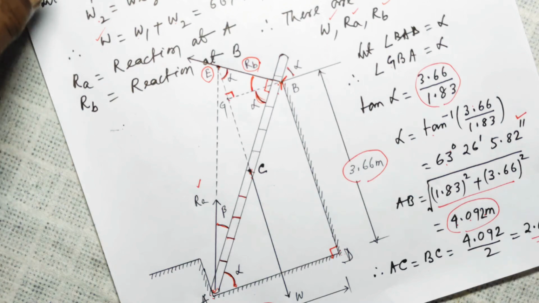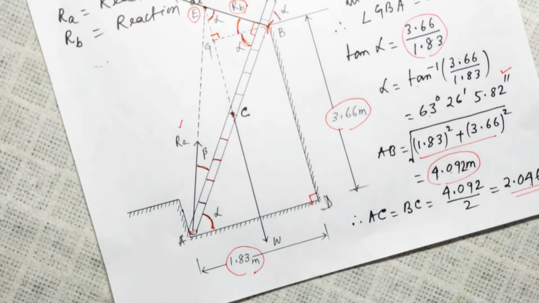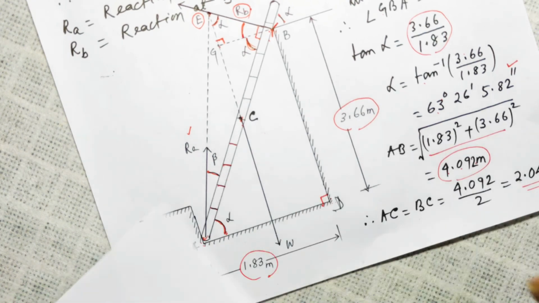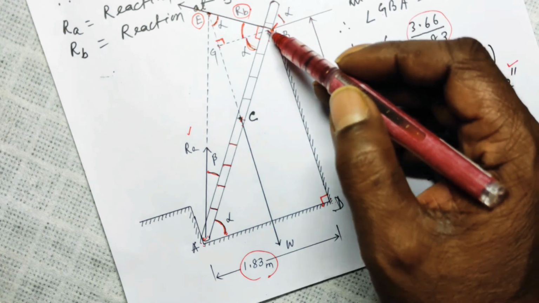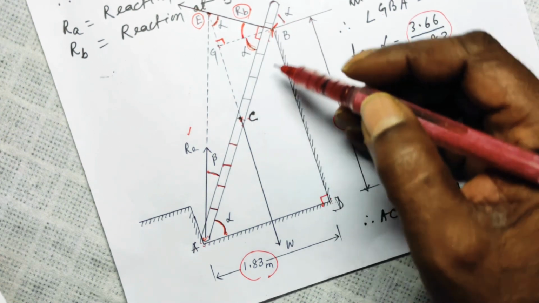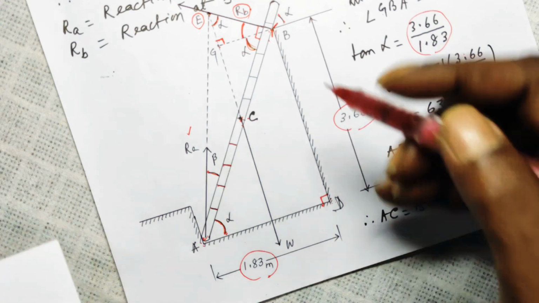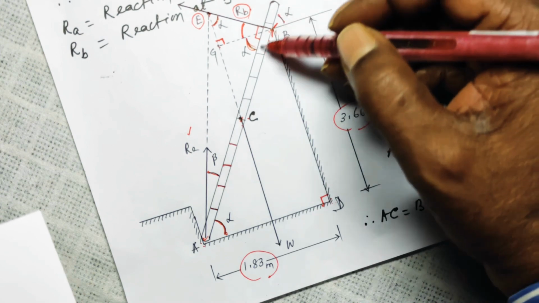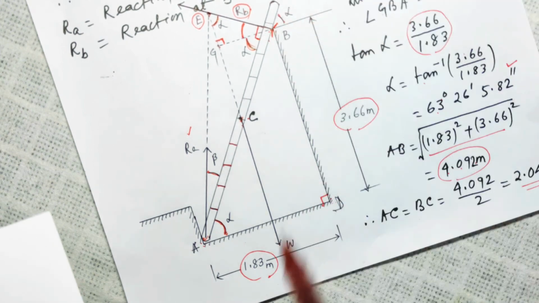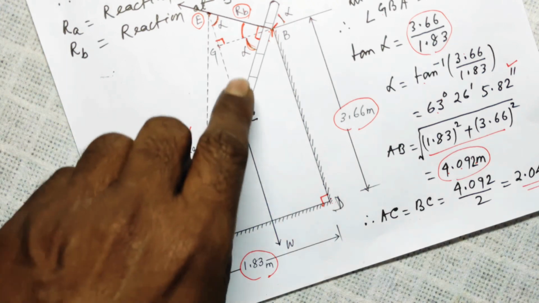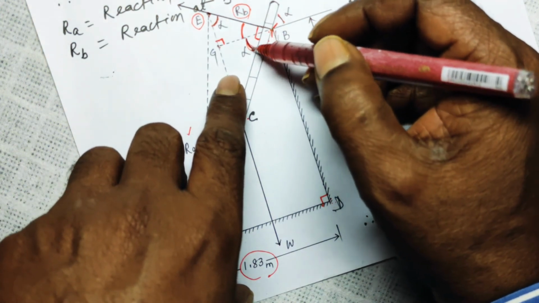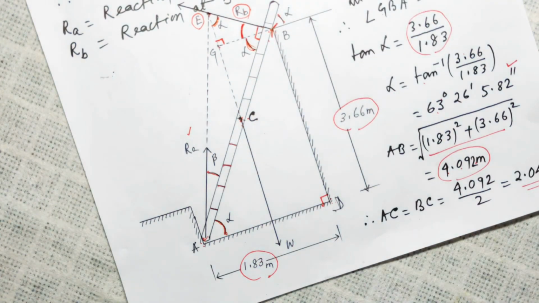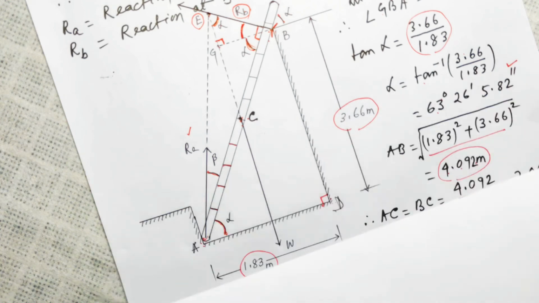Now let me go to the next page. Once we have understood the diagram properly, look at angle EBC. This is 90 degree because this direction of RB is perpendicular to the ladder. So out of 90, if you take out alpha, we are left with 90 minus alpha, therefore this will be alpha. So that is what I am explaining here.